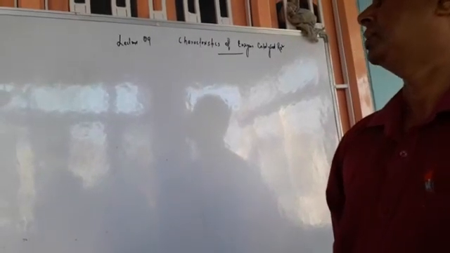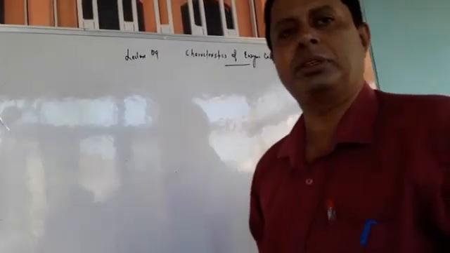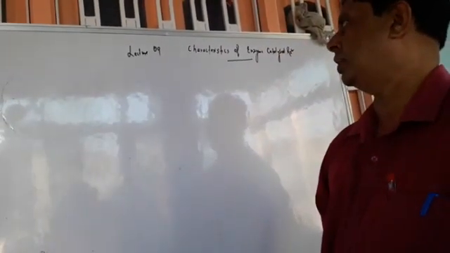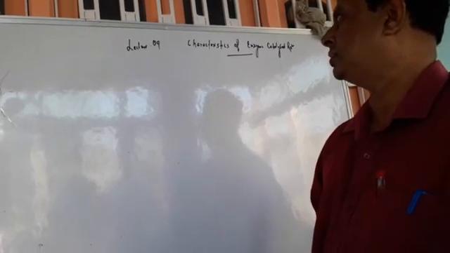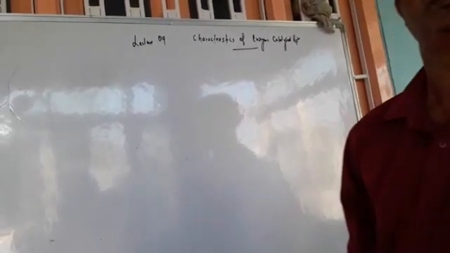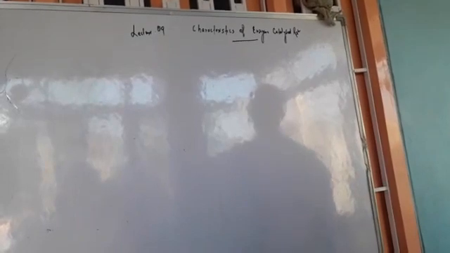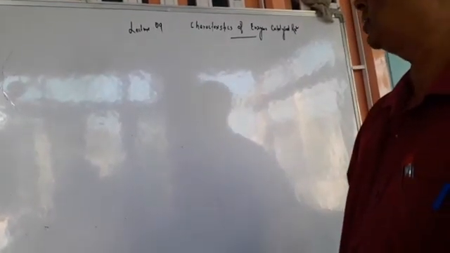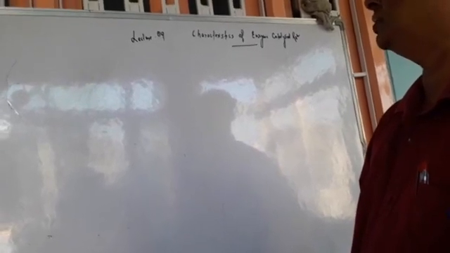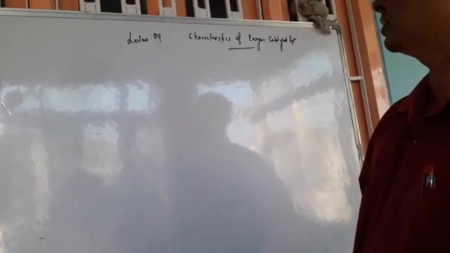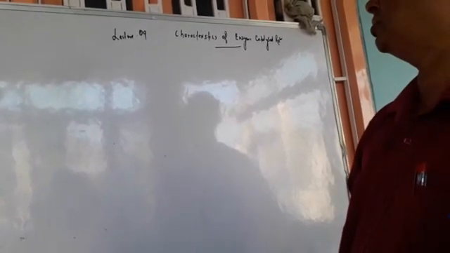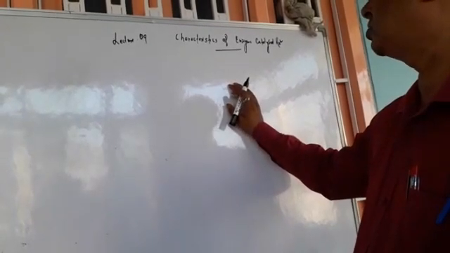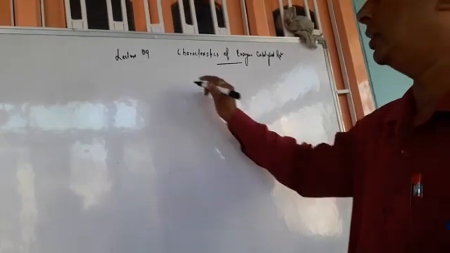This is my lecture number 9 of the topic surface chemistry for class 12. This is a continuous lecture from previous lecture 8. In the earlier lecture we have discussed the enzyme catalyzed reaction. Now we have to discuss what are the characteristics of enzyme catalyzed reactions.